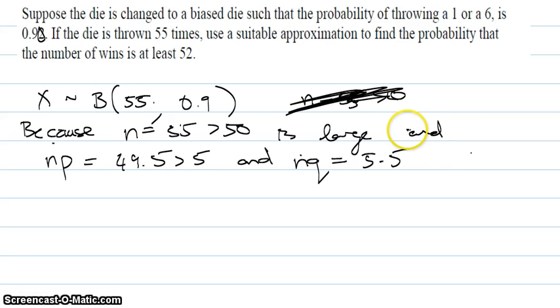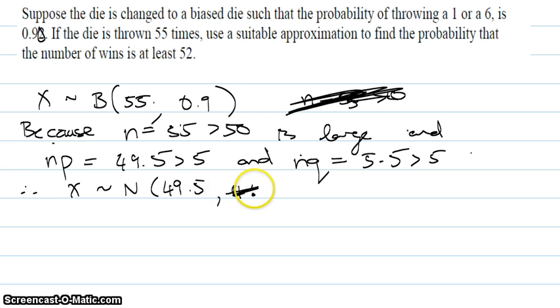So this is also bigger than 5. Therefore, X is approximately normally distributed with mean of 55 times 0.9, which is 49.5, and variance of 55 times 0.9 times 0.1, so that will be 4.95.